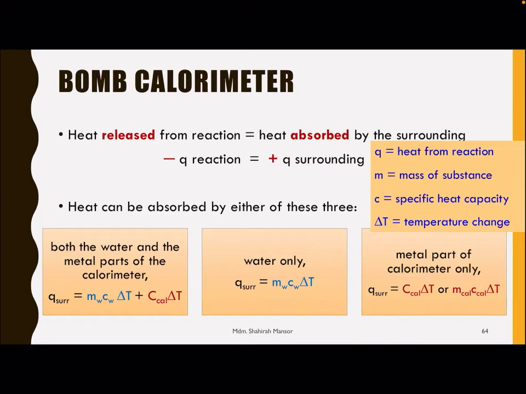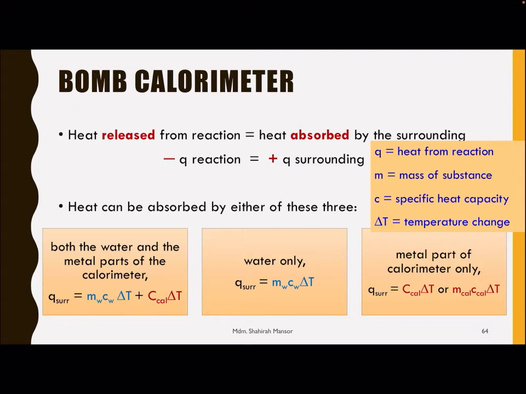In the bomb calorimeter, the heat released from the reaction equals the heat absorbed by the surroundings, meaning that how much energy is released from the reaction will be absorbed by the surroundings with the same amount. What differs between them is only the notation. The heat released by the reaction will be in negative form, and the heat absorbed by the surroundings will be in positive form, but the value will be exactly the same.